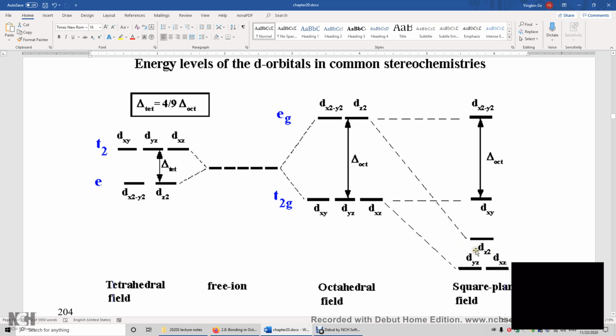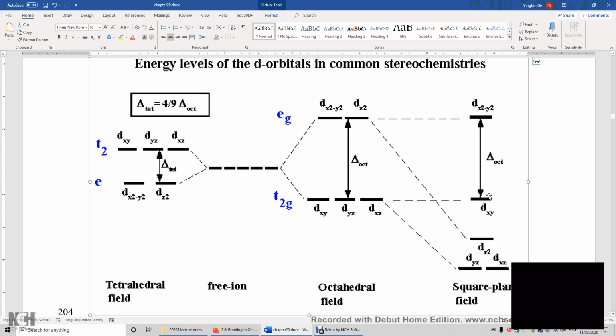Now you have 1, 2, 3, 4. There are 4 orbitals, all below the previous barycenter. Only one orbital, dx squared minus y squared, is still above the barycenter. So over here, this is the barycenter. So in this case, we can imagine that these 4 d orbitals can accommodate 8 electrons. 1, 2, 3, 4, 5, 6, 7, 8.